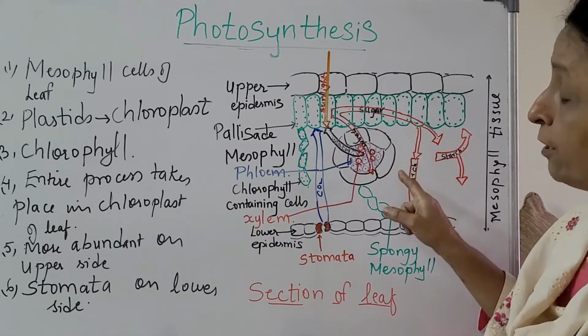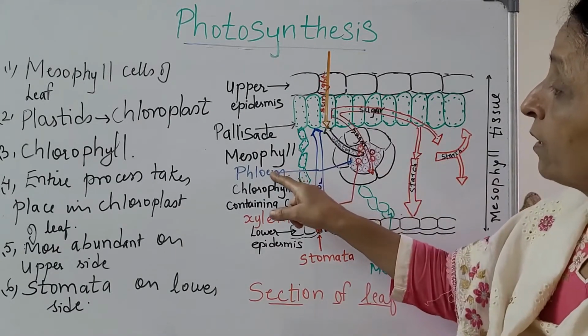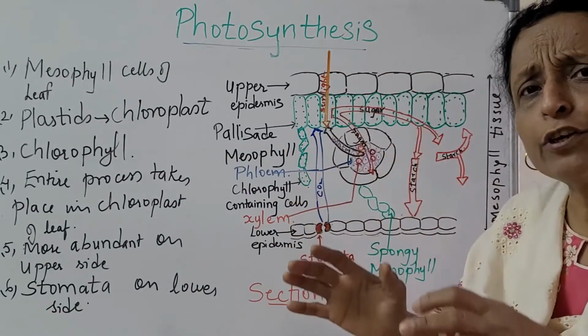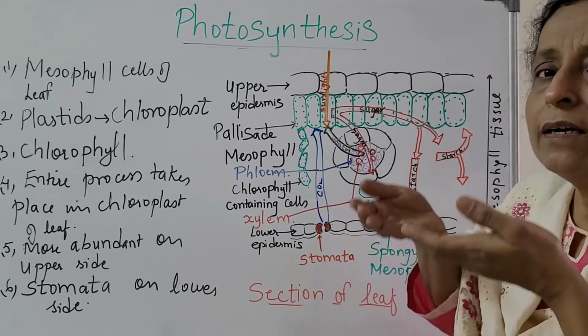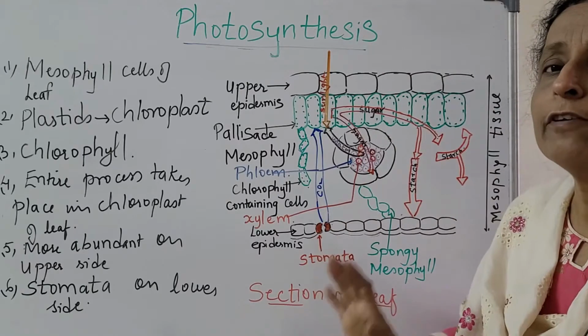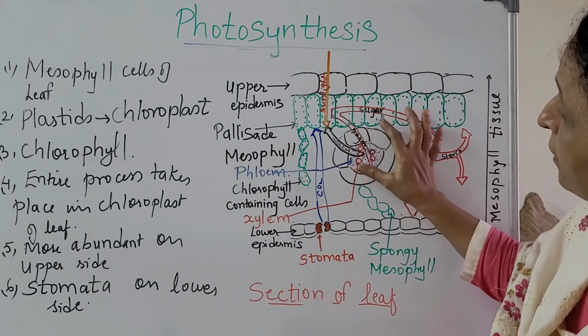Now taking the sugar, the food prepared, is the work done by the phloem. Phloem will take the sugar to different parts. So xylem is conducting the water upwards, phloem is supplying food to different parts of the plants. So here this is the function.